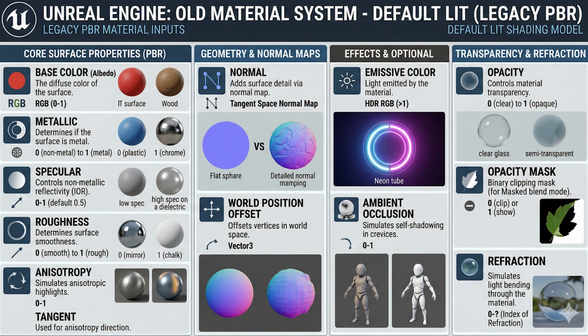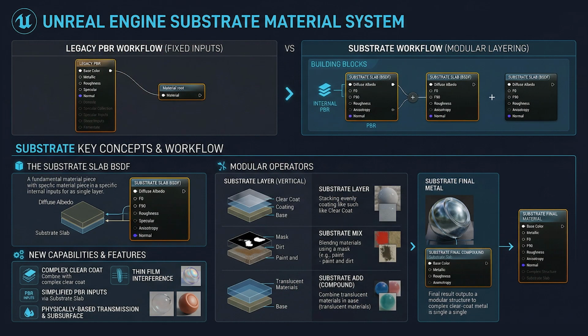In the old system, clear coat was just a parameter. You toggle it on, you get some sort of effect. In Substrate, clear coat is a physical layer that light actually passes through and interacts with whatever is underneath.